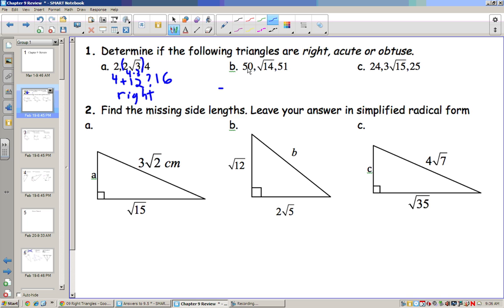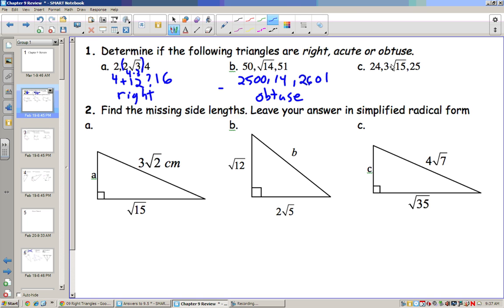For part B, if I square 50, that's 2,500. If I square root 14, that's 14. If I square 51, I should be able to do that, but I grabbed a calculator. 2,601. So these are the two small ones. If I add these, the third one is too big. Since that hypotenuse is too big, it's going to be obtuse. I guess it wouldn't be a hypotenuse at all. It'd be an obtuse triangle.